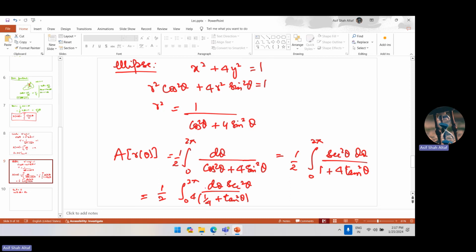So you can split it into 4 parts: 0 to pi by 2, pi by 2 to 3 pi by 2, and 3 pi by 2 to 2 pi. So there will be just 4 parts because of the discontinuities, all of which will be the same. So you can just integrate it from only 0 to pi by 2 and multiply by 4.